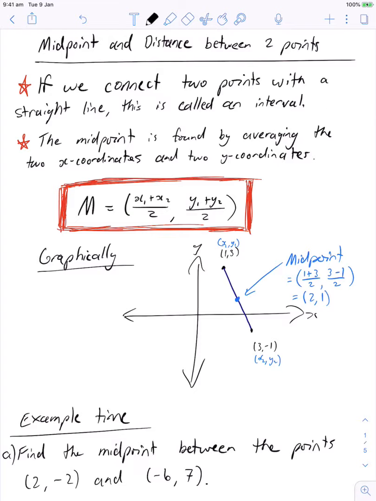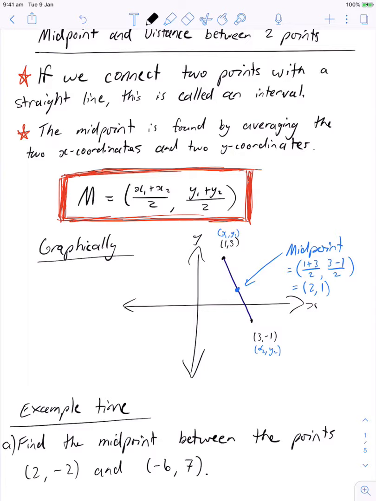We are looking at now the midpoint and the distance between 2 points. So if we want to connect any 2 points with a straight line, we actually call this an interval. Remember that we've got a line that goes on forever in a certain direction, but if we're going to stop it at 2 points, such as this example down here, that's what we call an interval.